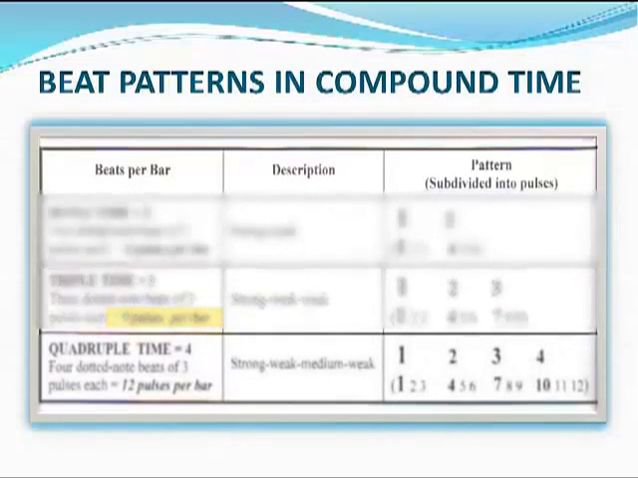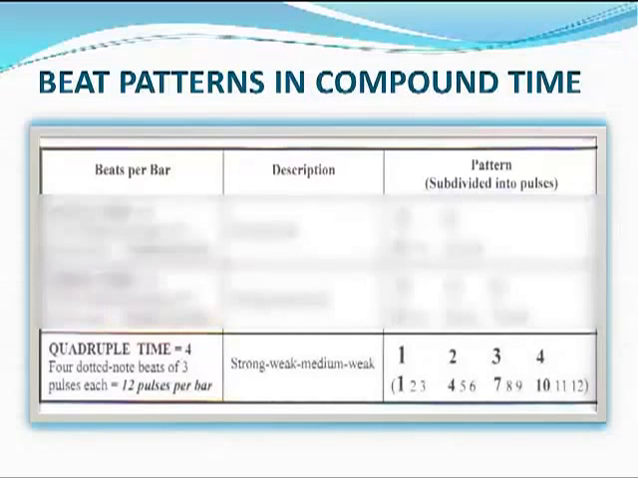In simple quadruple time, we have 4 beats in a measure. In compound quadruple time, we still have 4 unit beats, and we also have 12 pulses per measure. Each unit beat must be a dotted note.